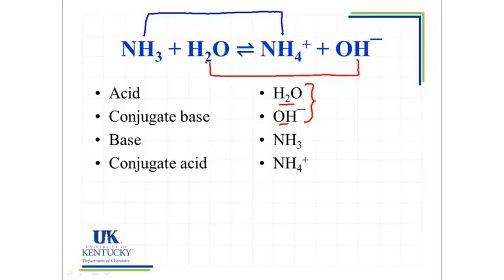I can also look at NH3 and NH4 plus. NH3 is willing to accept a proton, which makes it a base. NH4 plus is willing to donate a proton, which makes it an acid. And because NH3 and NH4 plus differ by a single proton, they make a conjugate acid-base pair.